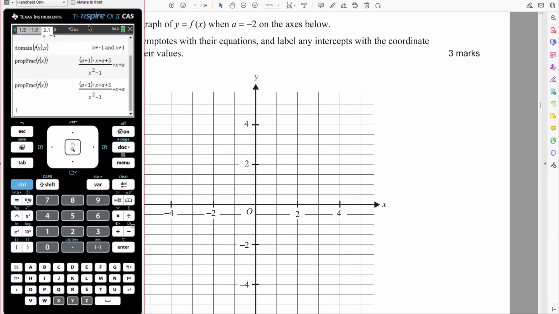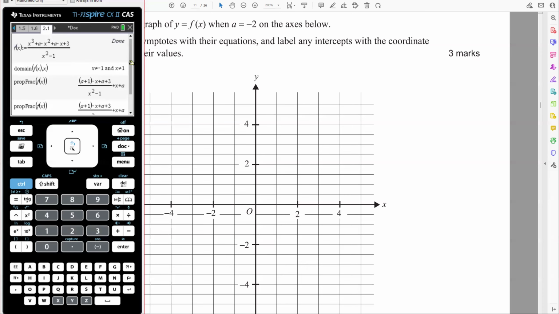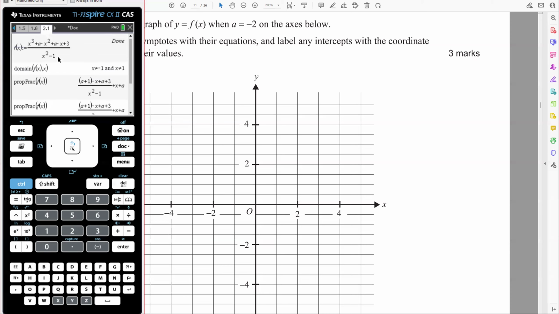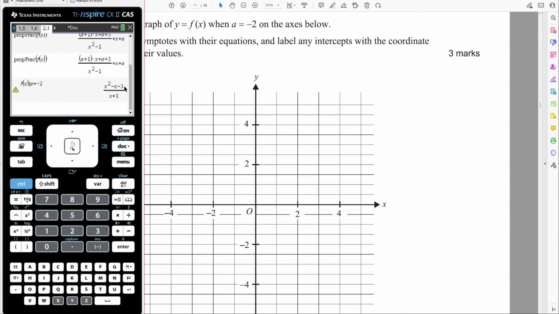So what I'm going to show you is first, this is the defined function, and if I substitute a equals -2, you can actually see this function can be simplified to x squared minus x minus 3 divided by x plus 1. Compared to the previous version, we had an x squared minus 1. So there is a factor from the denominator disappearing.